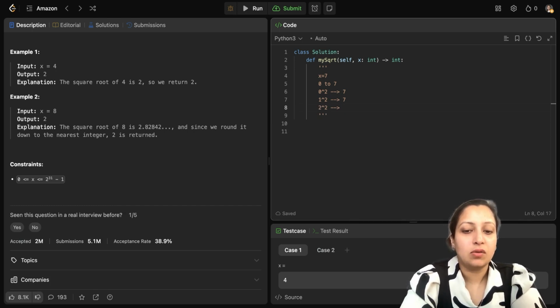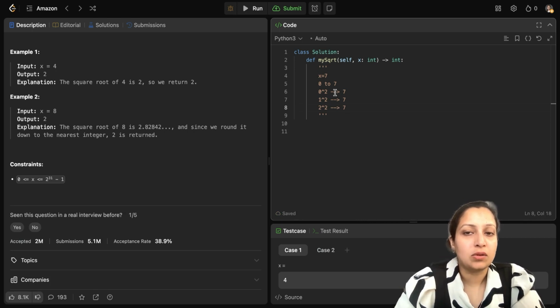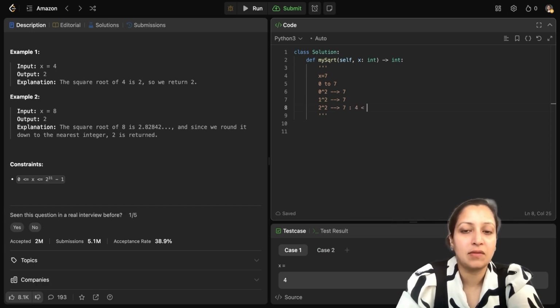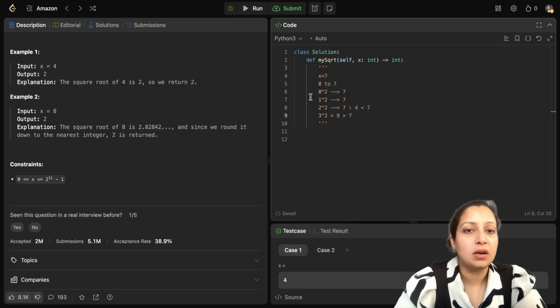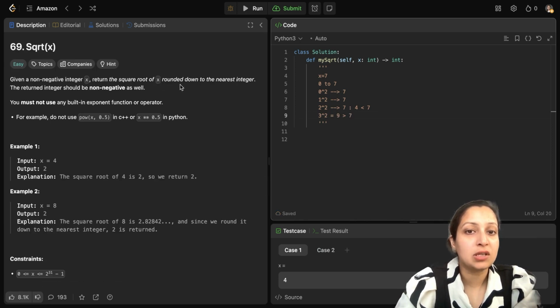So 0 square is 0, so it's of course less than 7. 1 square is 1, less than 7. 2 square is 4, so it's less than 7. I'll just write it here. So 4 is less than 7 here. 3 square is 9, which is greater than 7. And we want an integer which is the square root rounded down to the nearest integer. So 3 cannot be the answer since its square is greater than 7, right? So 2 square is 4, which is less than 7, hence the answer is 2.